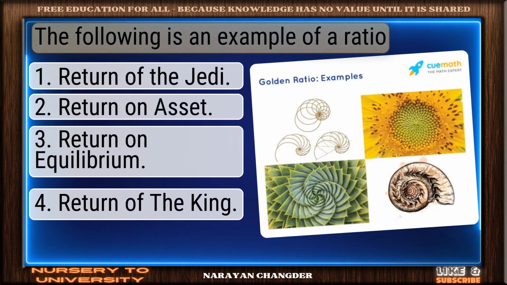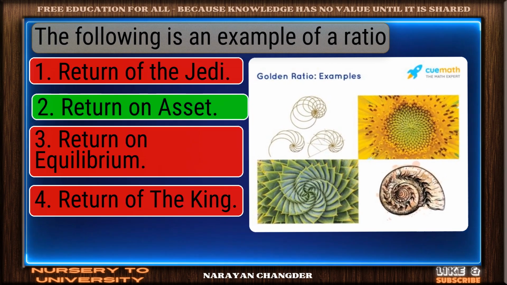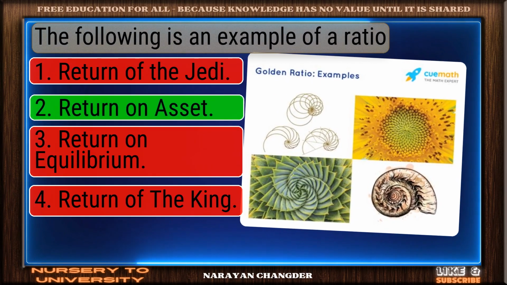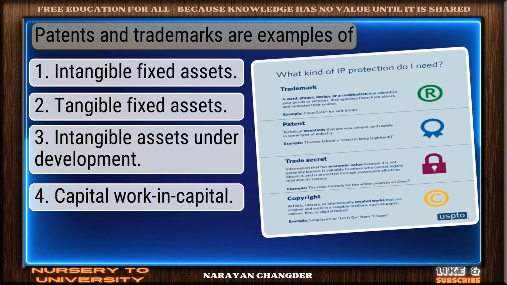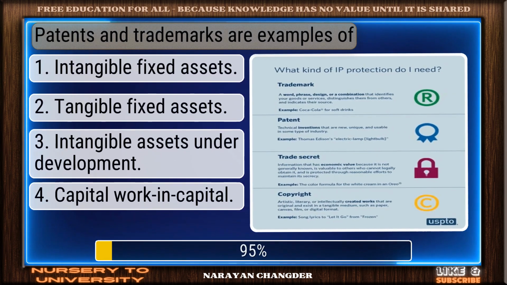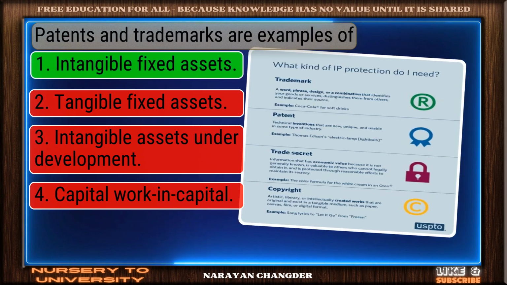The following is an example of a ratio. Nice work. You chose return on asset, and it is correct. Patents and trademarks are examples of. Nicely done. Intangible fixed assets is a solid answer.